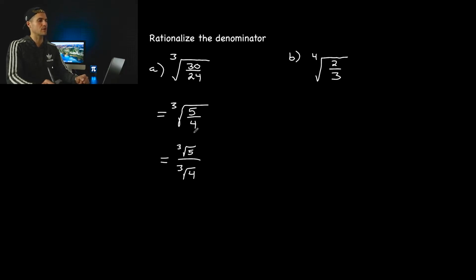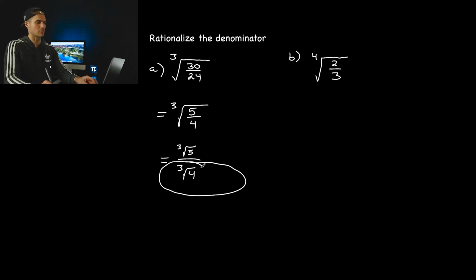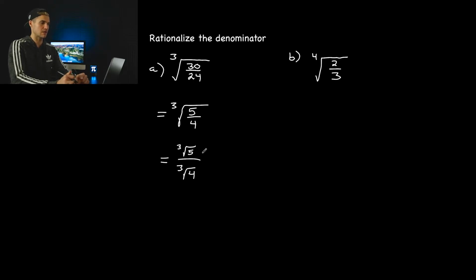If we're going to rationalize the denominator, that means there can't be any roots in the denominator. We can only have integers in the denominator. So how would we get rid of that third root of 4? Well, notice that we're going to have to multiply the third root of 4 by itself twice, because it's the third root.